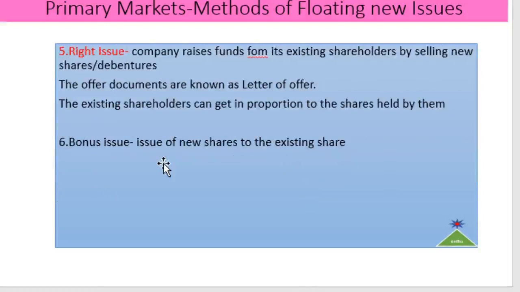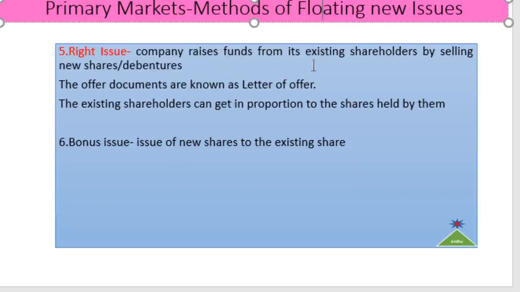Method of floating is the right issue. In this, when a company raises funds from its existing shareholders by selling them new shares or debentures, it is called right issue. We have already seen what is a right issue, bonus issue, etc. The company raises funds from the existing shareholders by selling new shares or debentures to them. And the offer document for a right issue is called letter of offer.